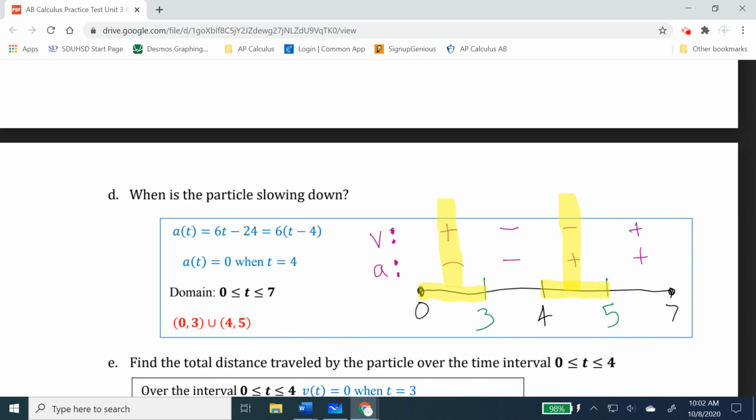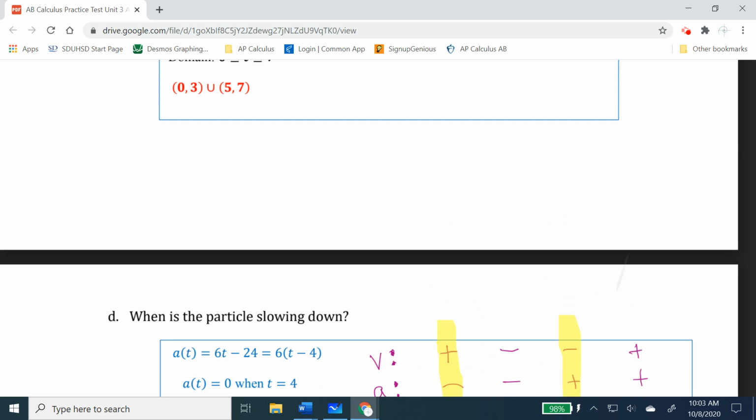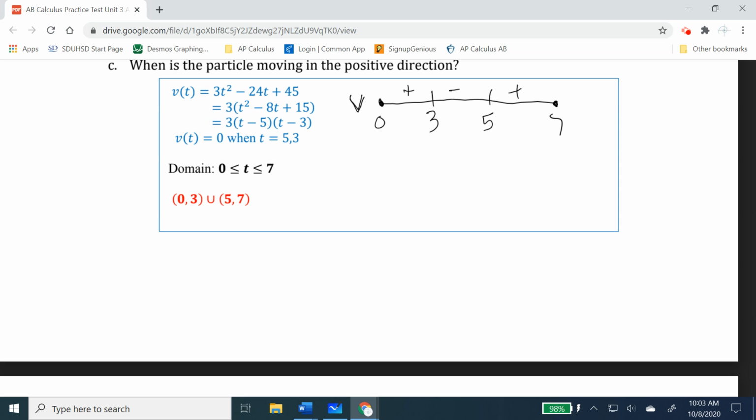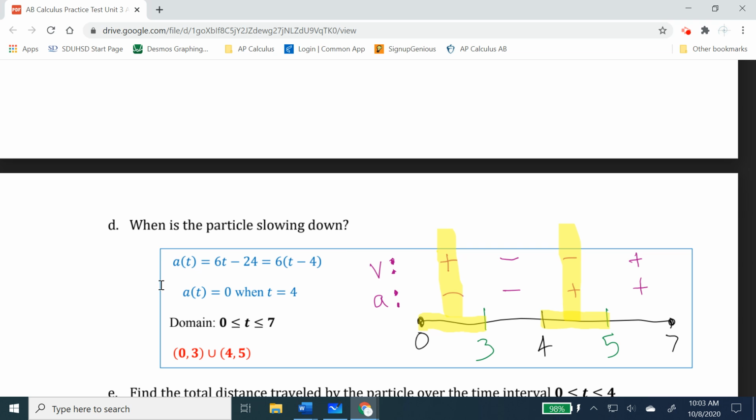When it comes to slowing down and speeding up, you have to bring in that velocity information that we were just talking about. You can see that number line showing up right here. I've got the velocity being 0 at 3 and 5 written on that timeline, but I add into it anywhere the acceleration is equal to 0. Then velocity is positive, negative, and positive. Acceleration is negative before 4, positive after 4.